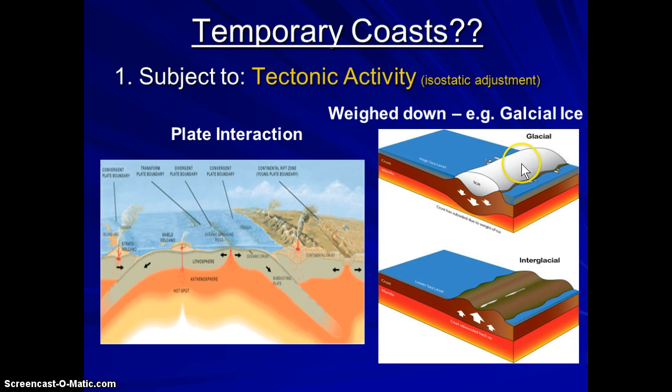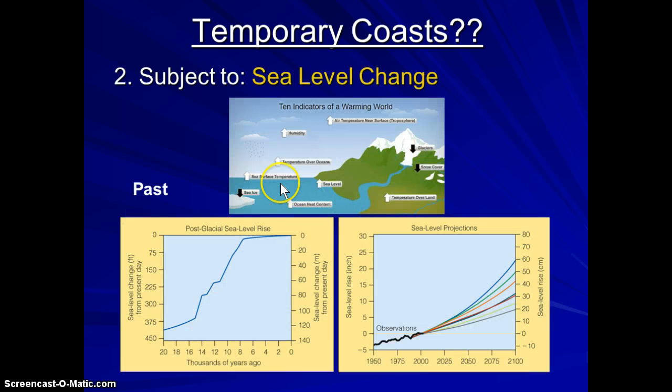Something such as glacial formation or recession can change the coast. If a glacier was to form right on a coast, it's so heavy that it actually depresses the continent, the crust below it, and can change the coast there. And as it melts, it can also rise again and change the coastline again, and that's called isostatic adjustment.